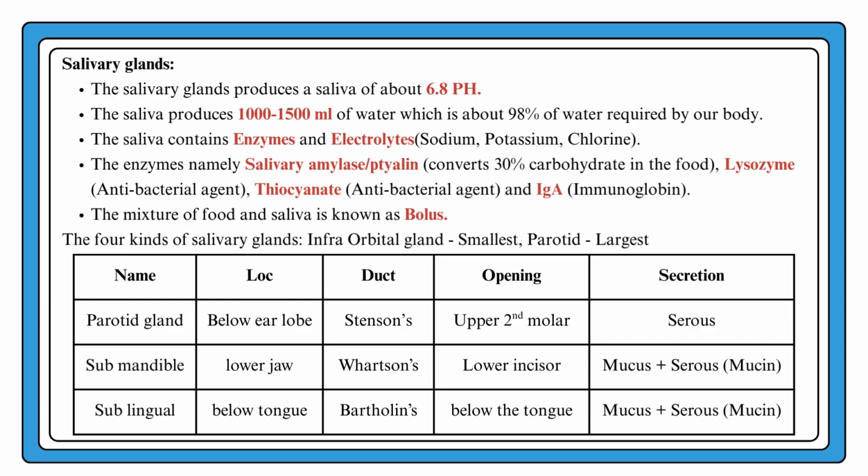There are 4 kinds of salivary glands: infraorbital gland, which is the smallest, parotid gland, the largest, submandibular and sublingual gland. The parotid gland is located below the earlobe, submandibular at the lower jaw and sublingual below the tongue. The major duct of the parotid gland is Stenson's, the submandibular is Wharton's and sublingual is Bartholin's. The parotid gland opens at the upper second molar and secretes serous. The submandibular opens at the lower incisor and secretes both mucus and serous, which is mucin, and the sublingual opens below the tongue and also secretes mucin.